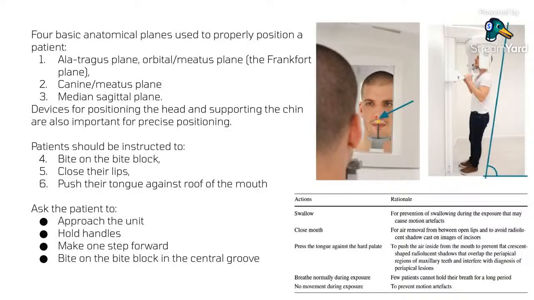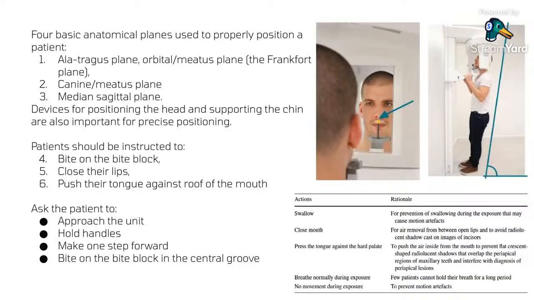The alatragus plane, the orbital meatus plane, which is known as the Frankfurt plane, and then we have the canine meatus plane, and the median sagittal plane. So obtaining the panoramic radiograph is rather easy, comparatively easier when we compare it with the PA. You just have to make sure that the positioning is very good for the patient. So you would want devices for positioning the head and supporting the chin for the precise positioning.